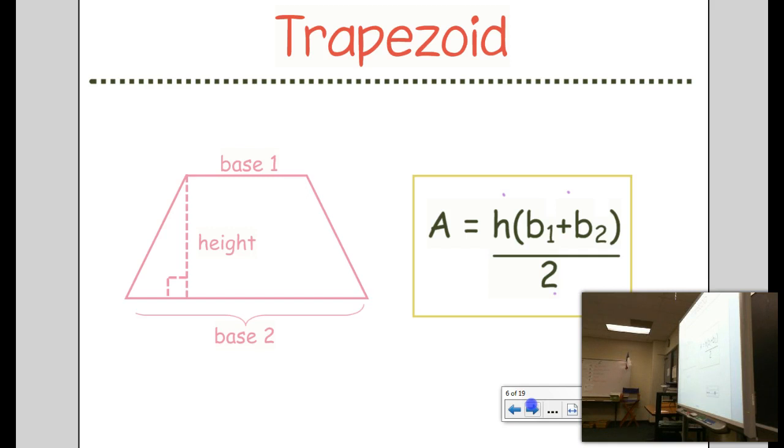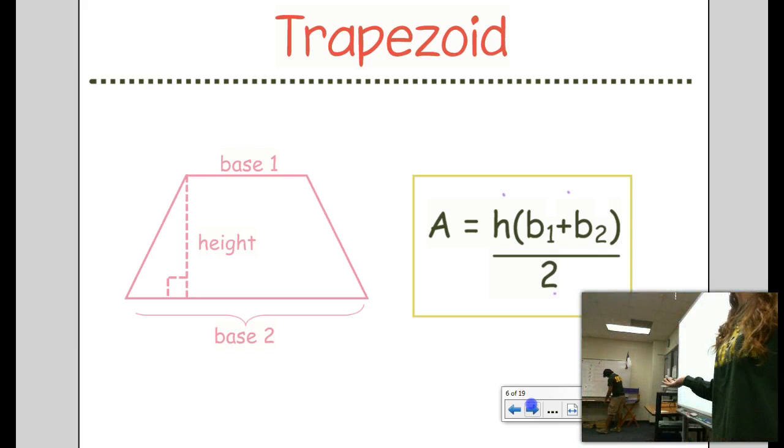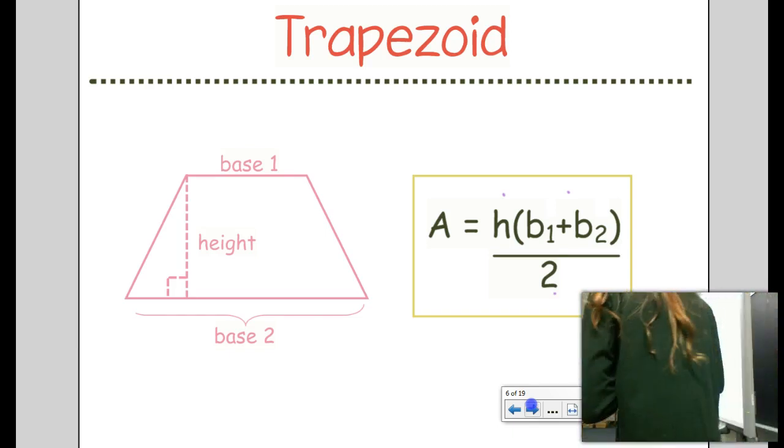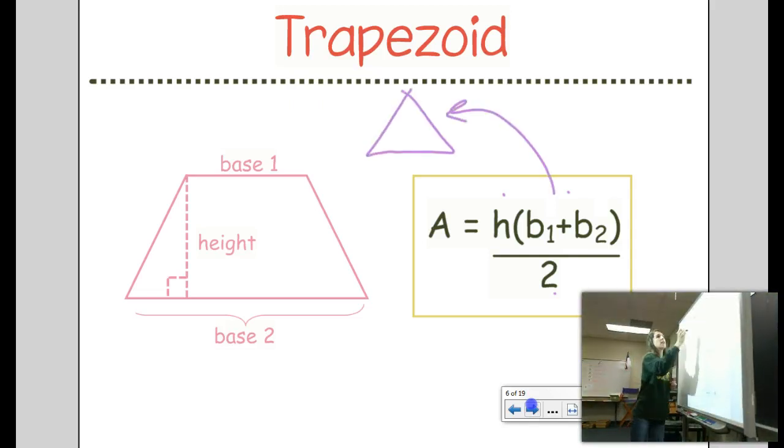Base 1 plus base 2 times the height divided by 2. It's really just saying base times height divided by 2, except there's 2 bases. That's different than a triangle. How come we could not use that formula for a triangle? It doesn't have 2 bases. Perfect. What is base 2? It'd be 0. The other base would be 0.